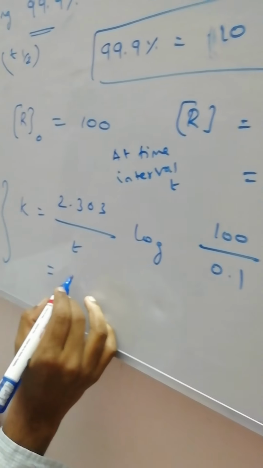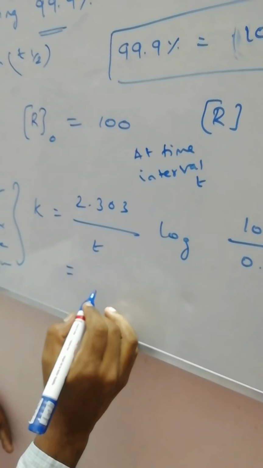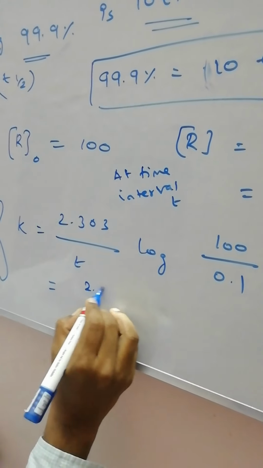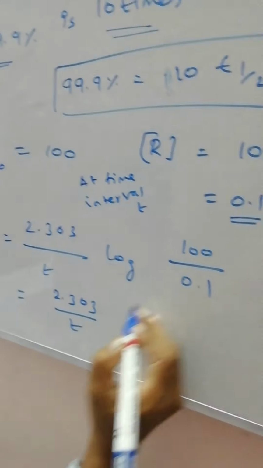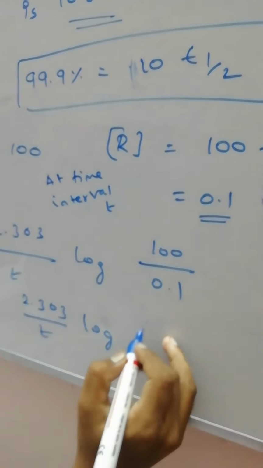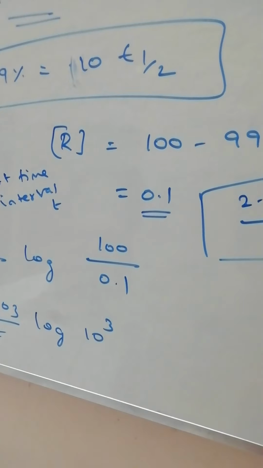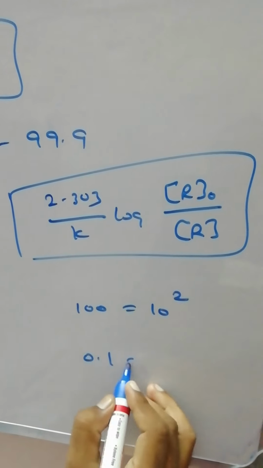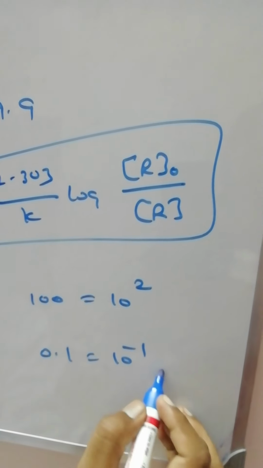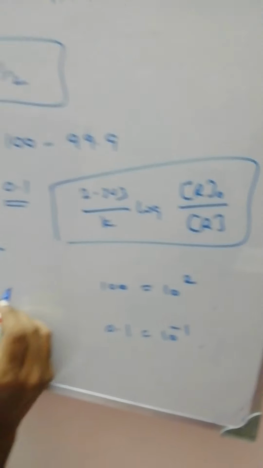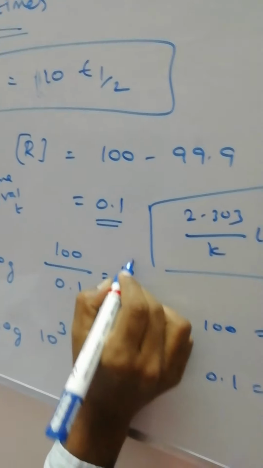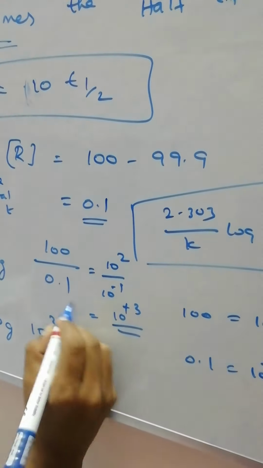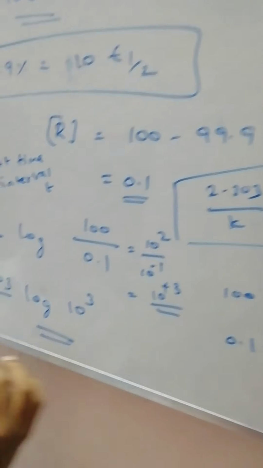Now we have to solve the problem. 2.303 by T log 100 by 0.1 is equal to log 10 to the power 3, because 100 is equal to 10 to the power 2, and 0.1 is equal to 10 to the power minus 1, which goes to the numerator. So 10 to the power 2 times 10 to the power 1 gives 10 to the power 3.